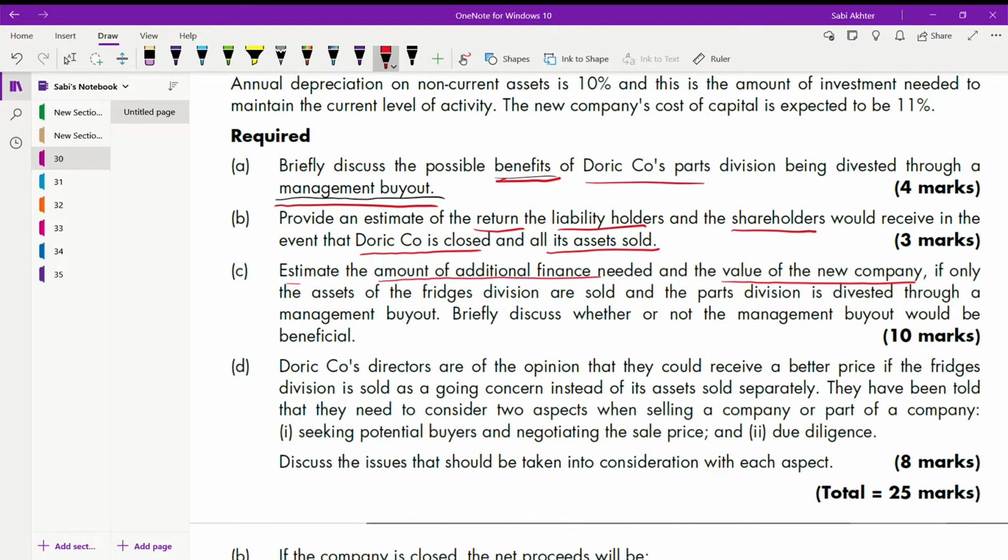I have told you about specifics. What is the impact on specific things, or you have to estimate a specific thing. Additional finance is that specific thing. Let me put it in brackets so that you can write it. This is also asked.